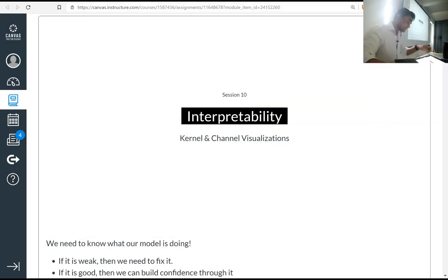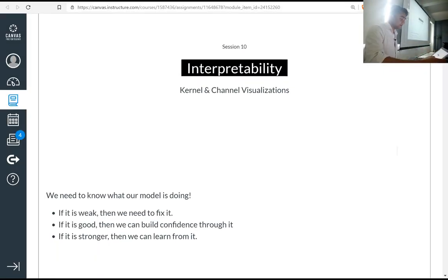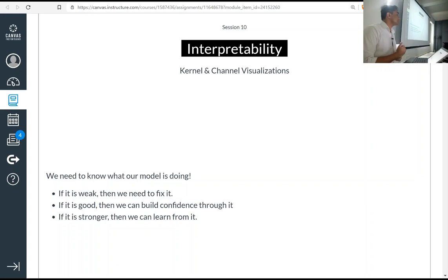Okay. Interpretability. Now, in interpretability, we are going to talk about the kernel and the channel visualizations here. Okay. You need a break? 5 minutes? Okay.